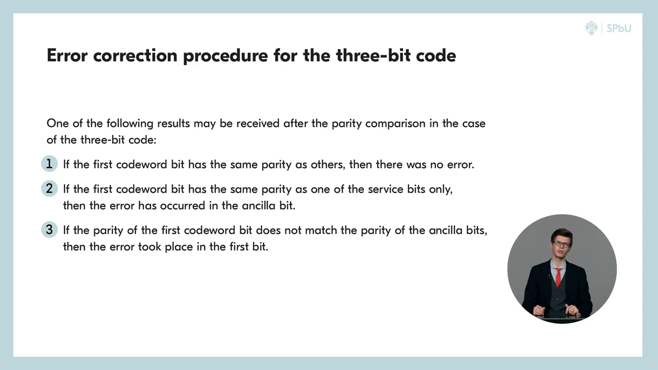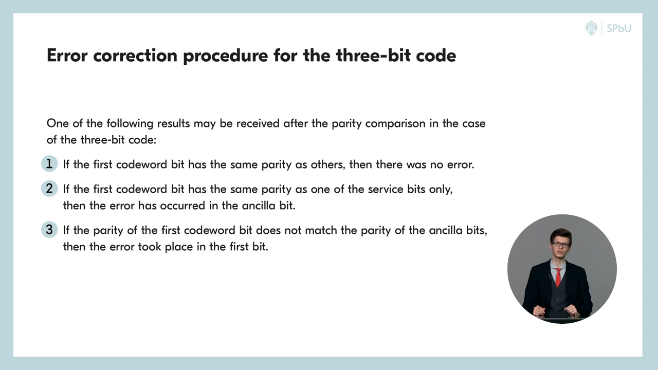In the case of 3-bit code, it is enough to compare parities of first and second bit and then the parities of the first and third bit. Let the initial code word be 000. Then we may obtain one of the following results. The first one. If the parity of the first code word's bit, which value was brought to the ancilla bits, matches the parity of other bits, then there was no error. So the code word remains 000.